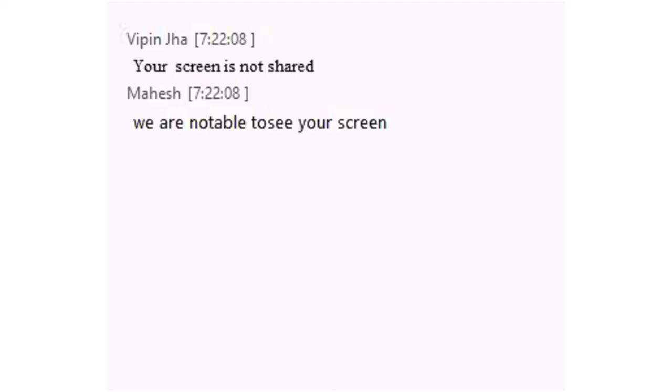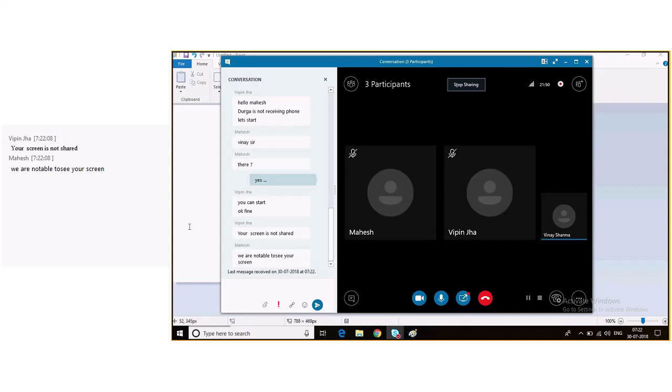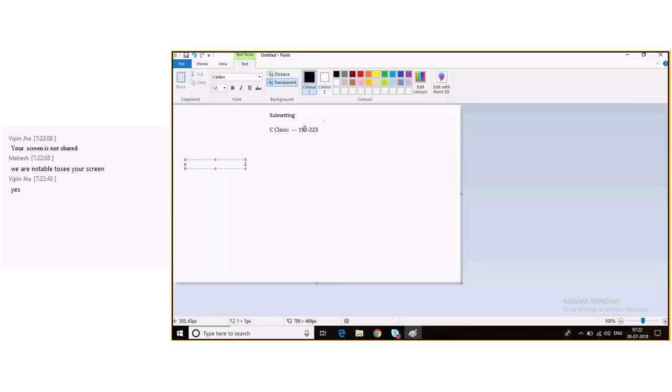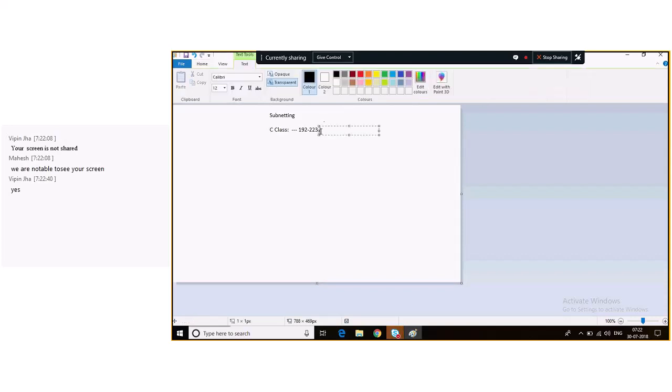Ganesh sir, your screen is not coming. Okay. So we did. Are you able to see my screen now? Yeah, I think so. No. Now you can. Yes, yes.